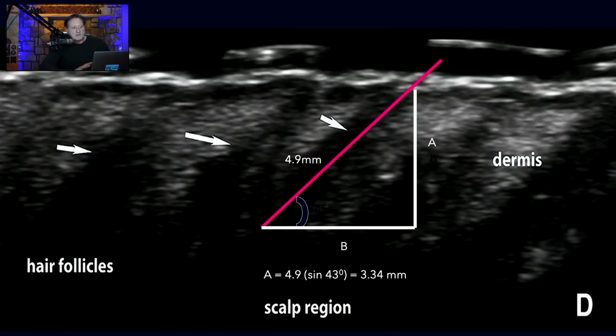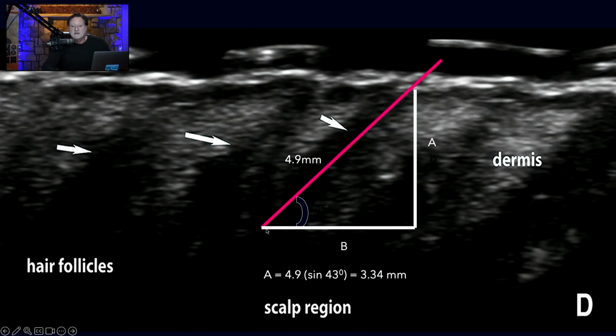Now, hair follicles can grow at different angles to the skin. At roughly 60 degrees angle to the skin, that hair follicle will grow deeper. But the average follicle is going to be somewhere between 45 and 30 degrees angle to the skin. And so we can use trigonometry to determine how deep that follicle is. In this particular case, where it's about 43 degrees angle to the skin, and you can see these hypoechoic structures, these are all hair follicles that grow at an angle. The actual depth of that bulb is about 3.34 millimeters below the skin.